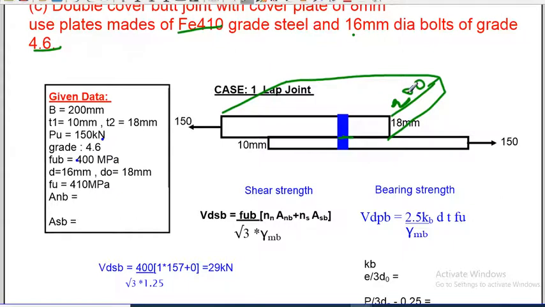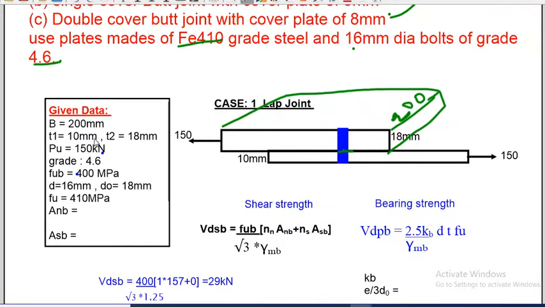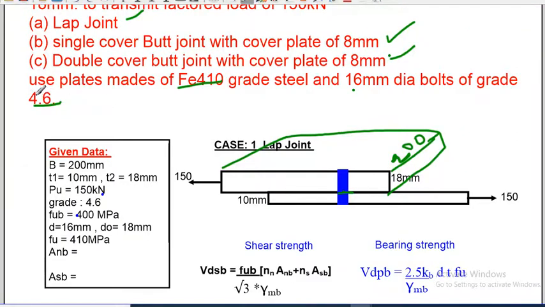This is 200 mm. Yeah, that's what is given. And the thickness of the first plate is 10 mm, second plate is 18 mm. This is 18, this is 10. And the load coming on the joint is 150. And FUB, the strength of the bolt, is given as 400 because the grade is given as 4.6.